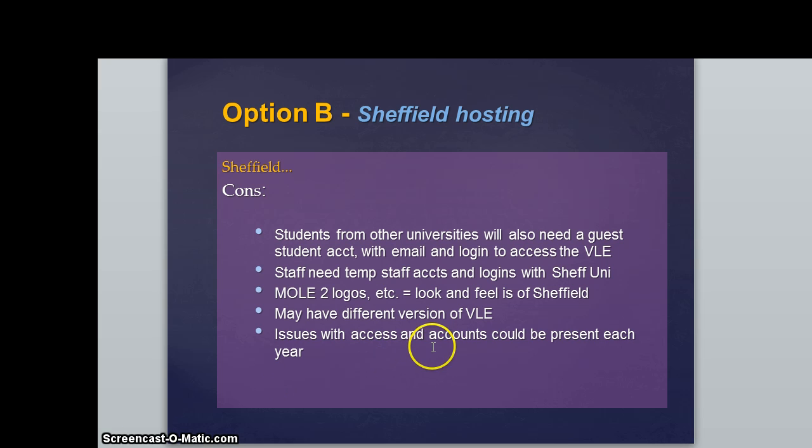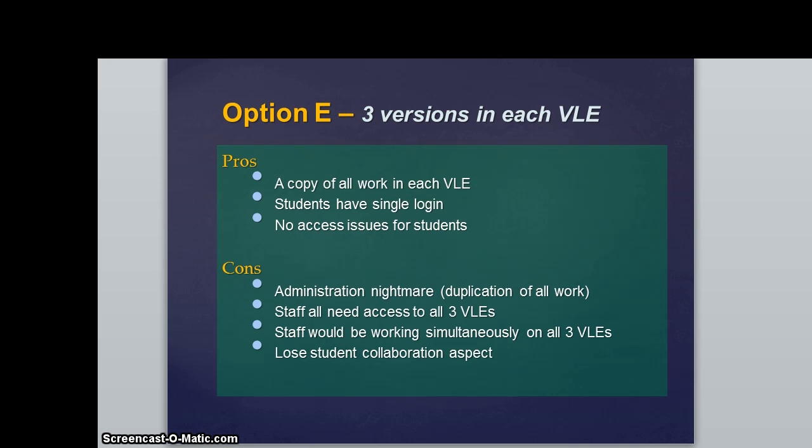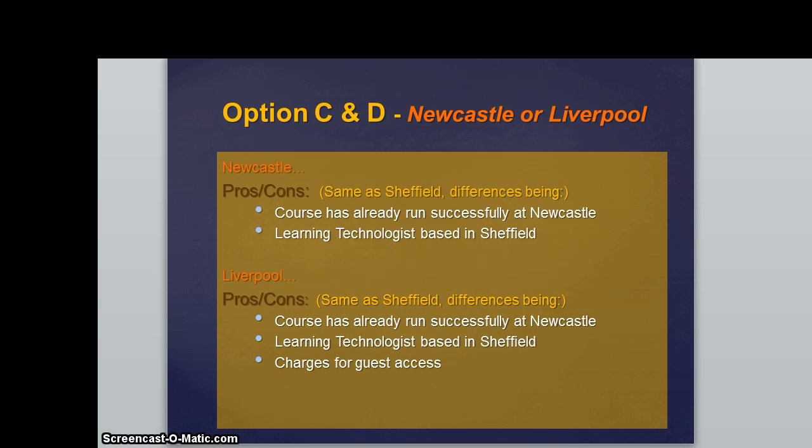There's also issues with access, and accounts could be present each year, which I think most of you have probably experienced in your own institutions, that there can be hiccups every year with students being able to actually access, etc. So next options, options C and D, Newcastle or Liverpool.